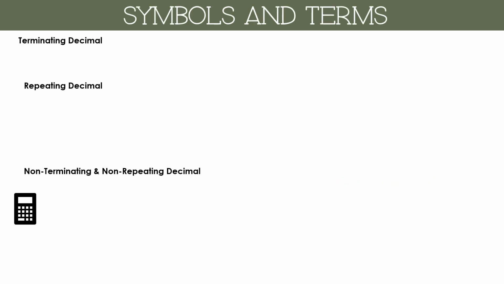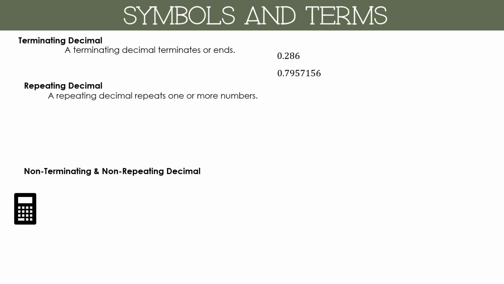There's three types of decimals. The first kind is called a terminating decimal. That's because it terminates or ends. And here's a couple examples. Another type of decimal is called a repeating decimal. And a repeating decimal repeats one or more numbers.